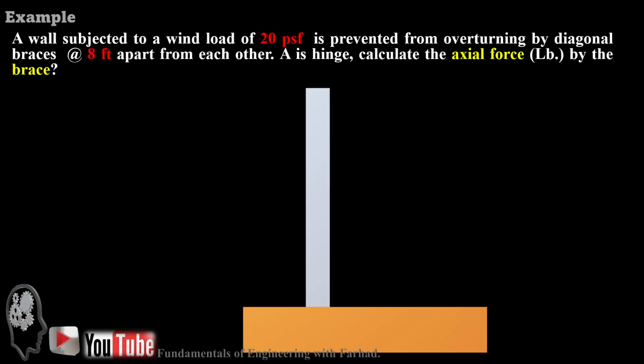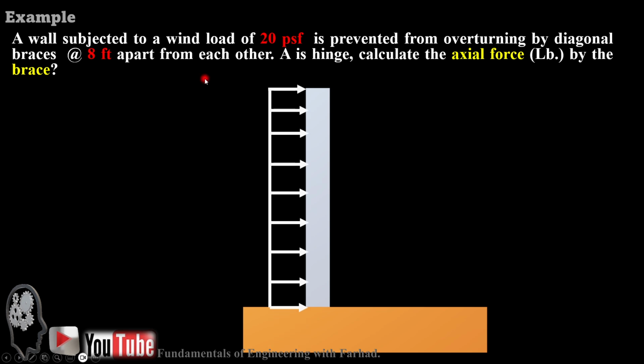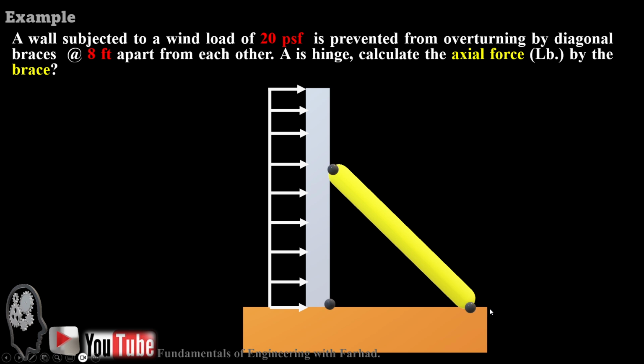In this example, we have a wall which is subjected to a wind load of 20 pounds per square foot, and two braces help the wall in order to prevent overturning. We want to calculate the axial force inside the brace, and the braces are 8 feet apart.